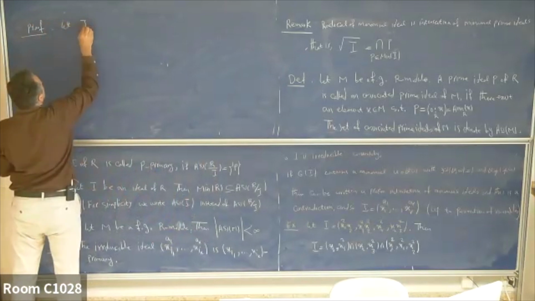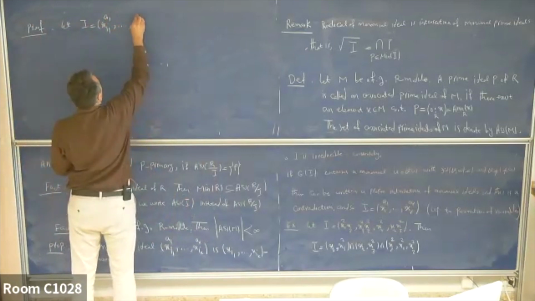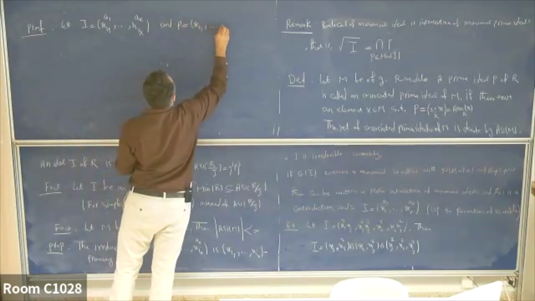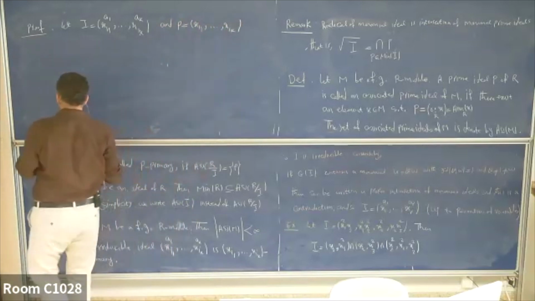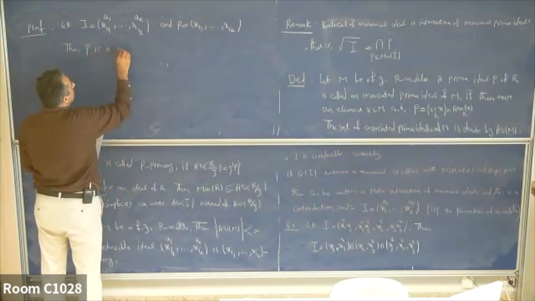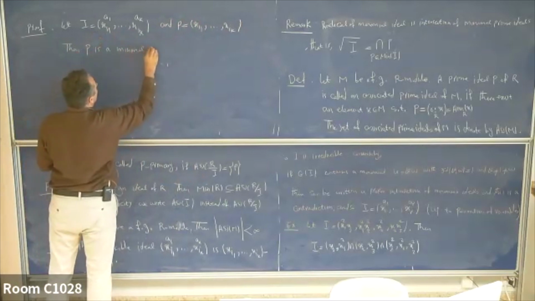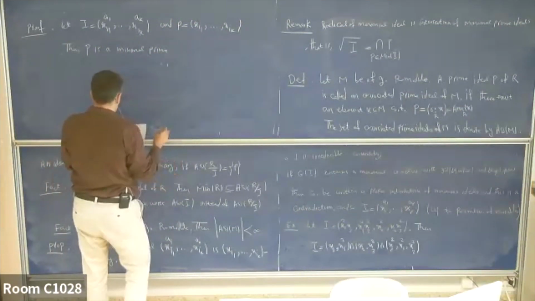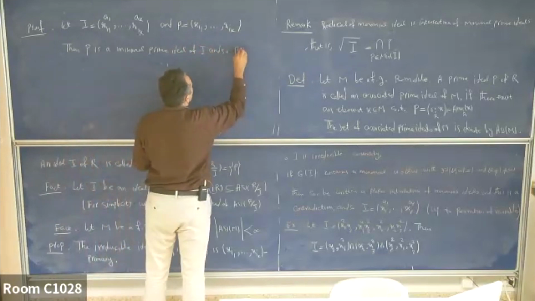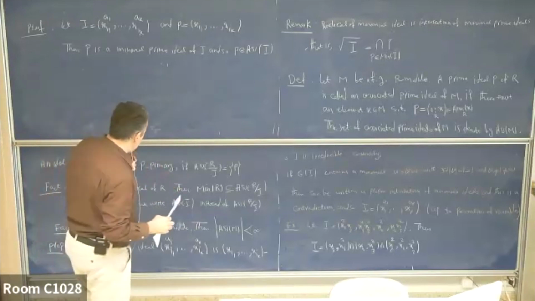So proof: let I be equal to the ideal generated by x_{i1}, ..., x_{ik}, and P equal to the ideal generated by the same variables. Then P is a minimal prime ideal of I, because the radical of I is equal to P. So P belongs to Ass I, because P is minimal, and Min is contained in Ass.